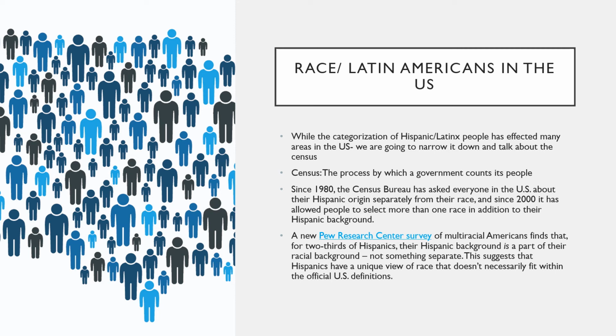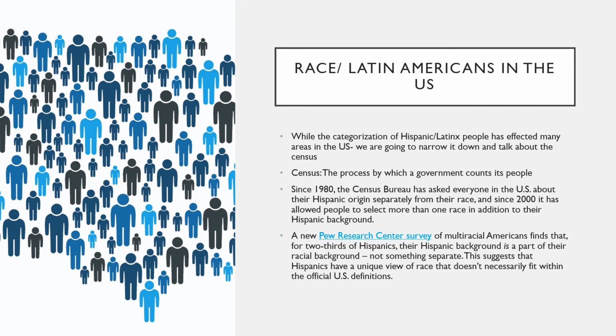Since the year 1980, the Census Bureau has asked everyone in the US about their Hispanic origin separately from their race. And since 2000, it has allowed people to select more than one race in addition to their Hispanic background. And so again, if you'll recall the census questions from the first slide, it asked first, are you of Hispanic, Latinx, or Spanish origin? And then it gave you options: no, and then yes, Mexican origin, Cuban origin, Puerto Rican origin. And so it gave options, and then it asked what the race of the individual is.